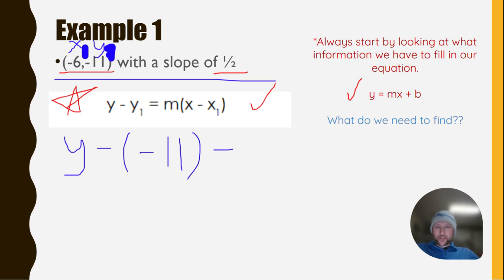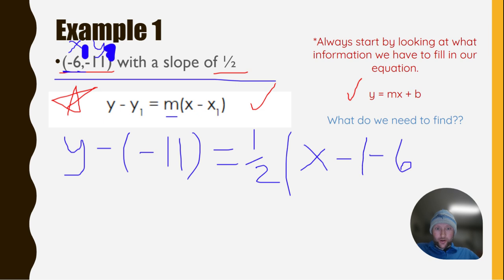And then I'm still doing that point slope formula. So they gave me the slope is 1/2. So I'm putting that right here. Okay, see how I'm doing that where m would go? And then I'm making a parentheses, just like the formula says. That first x, I just call x. Then I'm doing minus x1. Remember, my x1 is minus 6. That's right here. So I'm going to do minus negative 6.